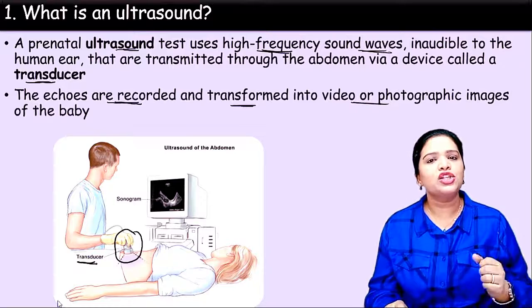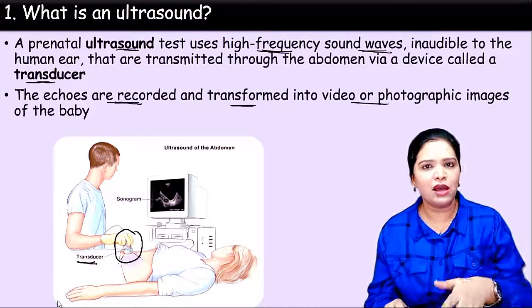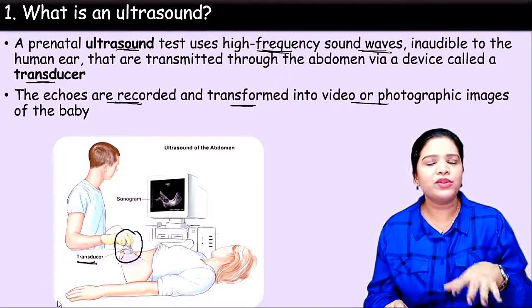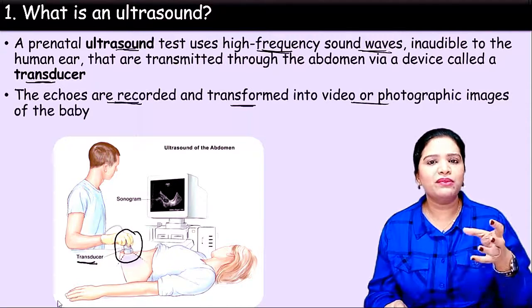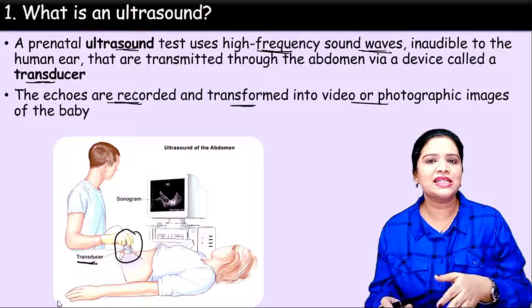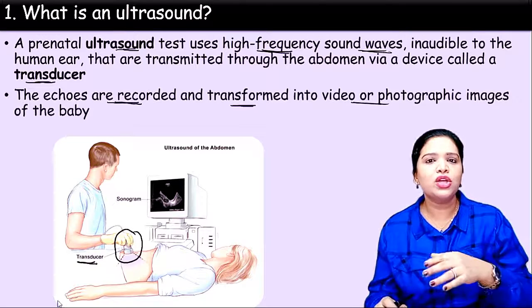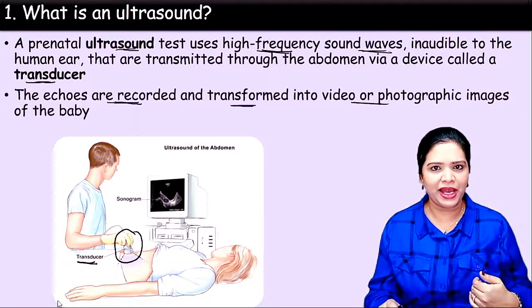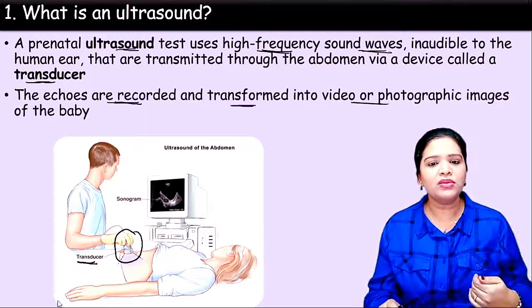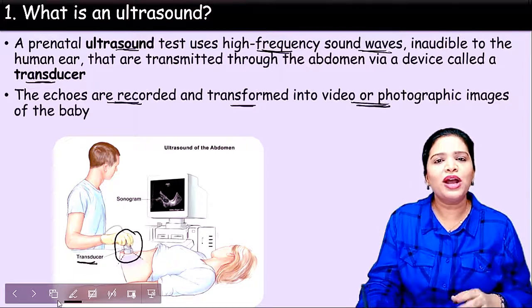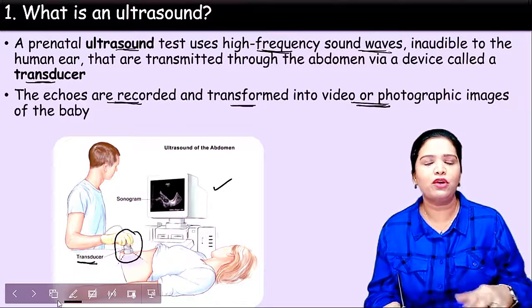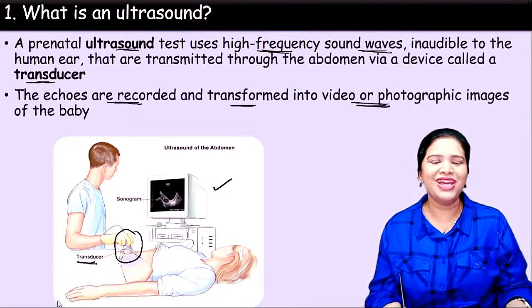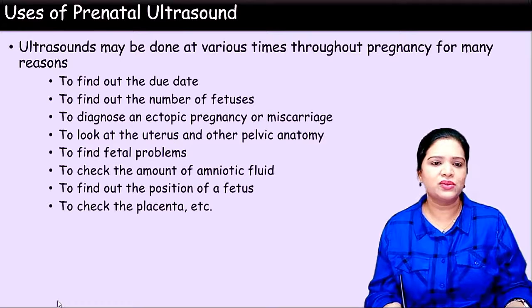So very simple. We are sending high frequency sound waves through the abdomen using an equipment called transducer. When it falls on the fetus, the reflection will be there. So that sound wave is echoed back. That echoed sound is transformed into video or photographic images, and they are recorded in the machine in the form of a sonogram. So this is the basics of the ultrasound scanning.